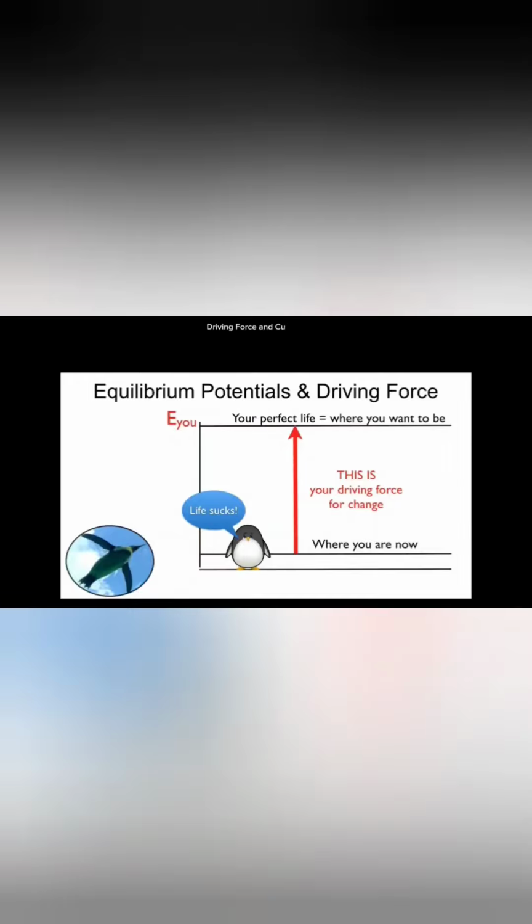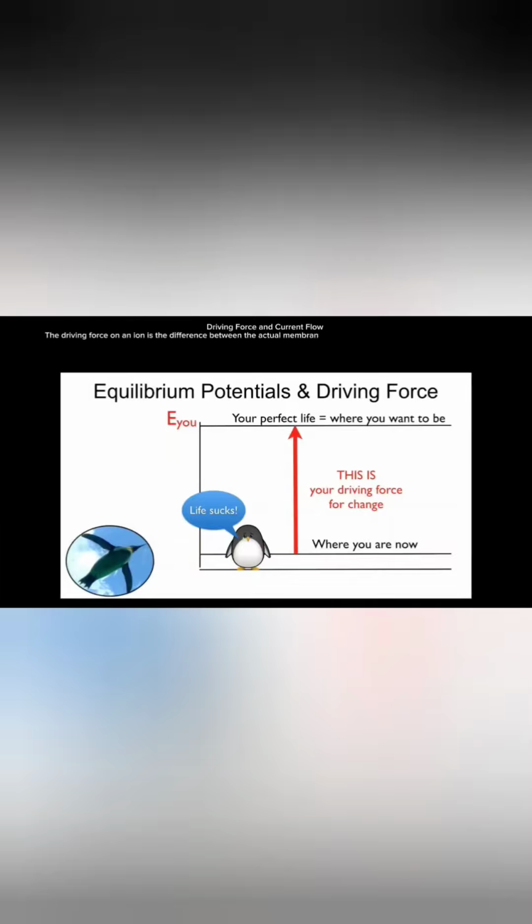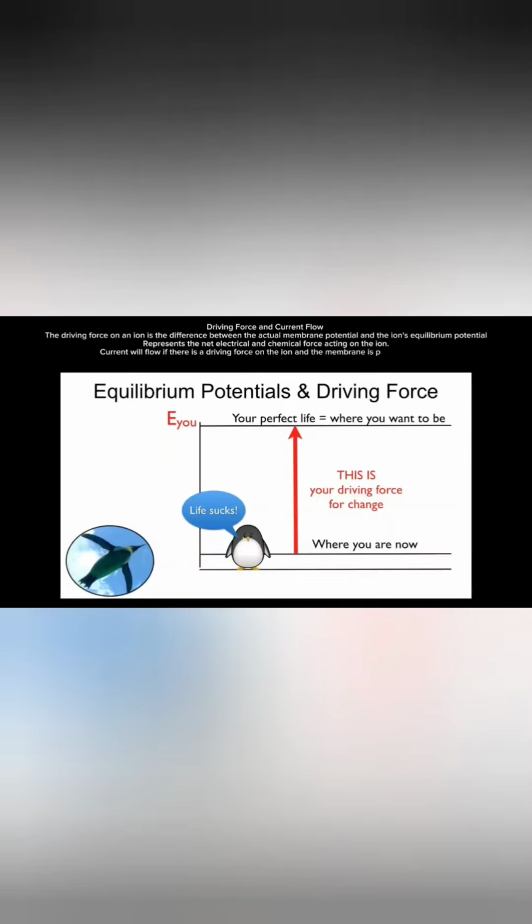Driving force and current flow: the driving force on an ion is the difference between the actual membrane potential and the ion's equilibrium potential. It represents the net electrical and chemical force acting on the ion. Current will flow if there is a driving force on the ion and the membrane is permeable to it. The magnitude of the current is proportional to both the driving force and the membrane's permeability to the ion.